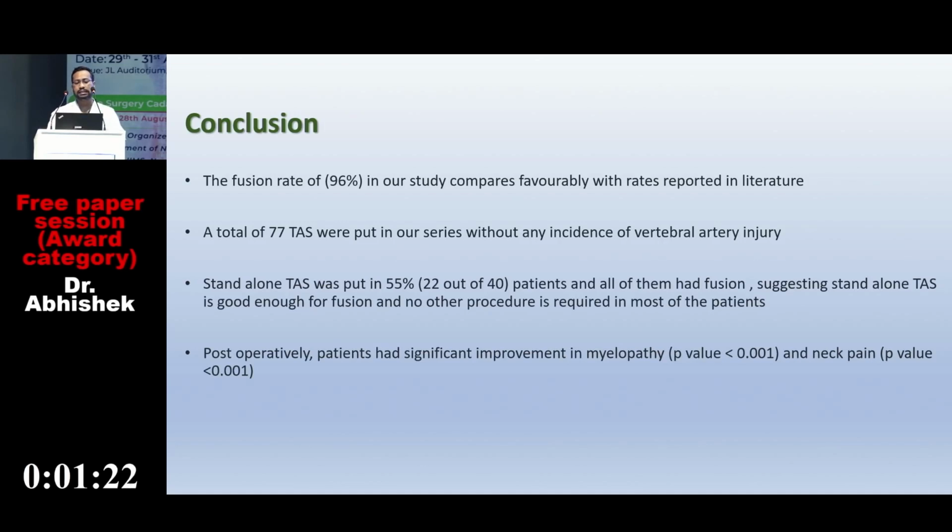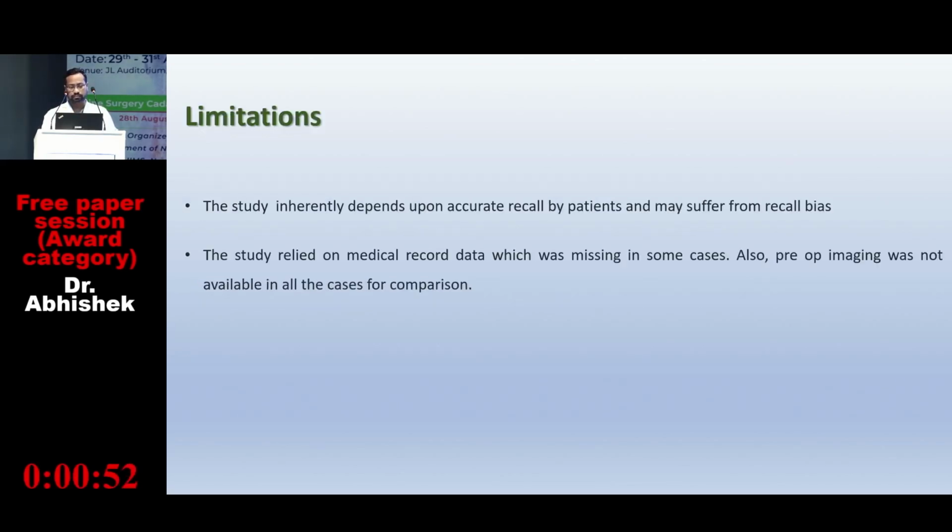Conclusion: the fusion rate in our study was around 96%, which is favorable with the literature. 27 transarticular screws were put in our series without any incident of vertebral artery injury. It suggests that standalone transarticular screw is good enough to achieve a solid C1 and C2 fusion for AAD, and post-operatively patients had significant improvement in myelopathy with p-value of less than 0.001 and neck pain.